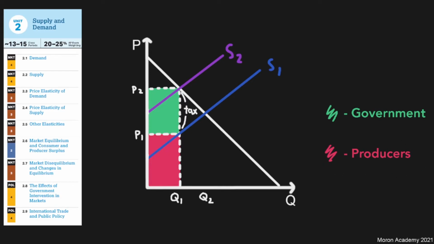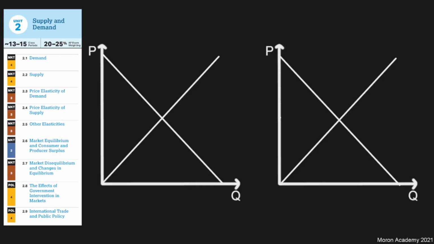Now let's look at the consumer surplus and producer surplus change when there is a tax involved. So here we have a graph. The left side will be the regular producer and consumer surplus with no tax, and the right side will be showing what it will look like with a tax.